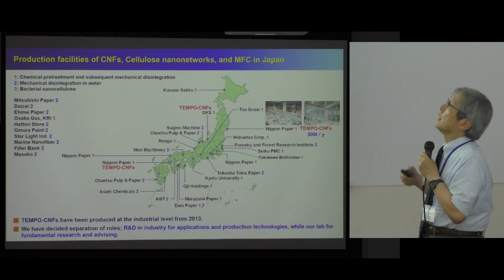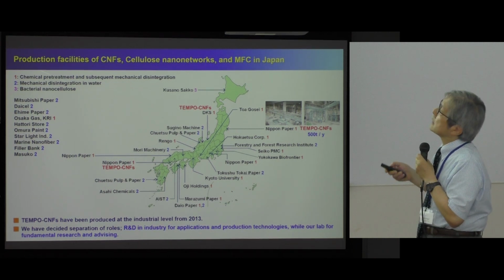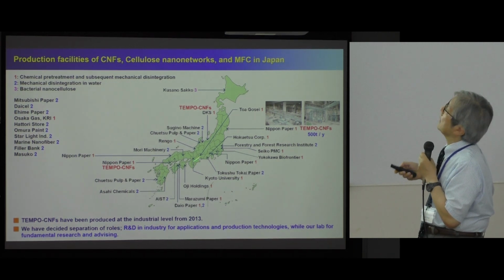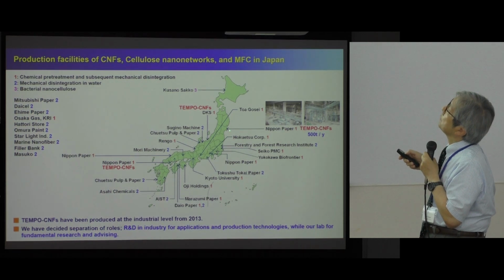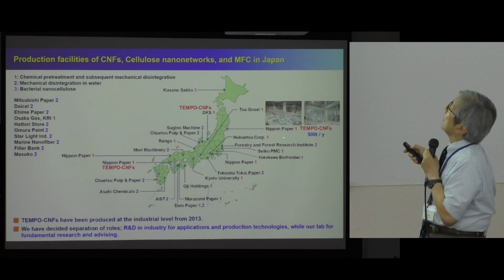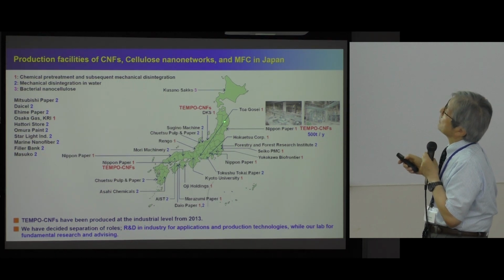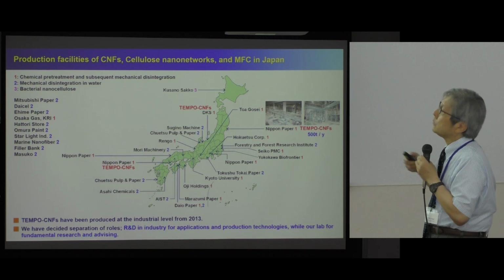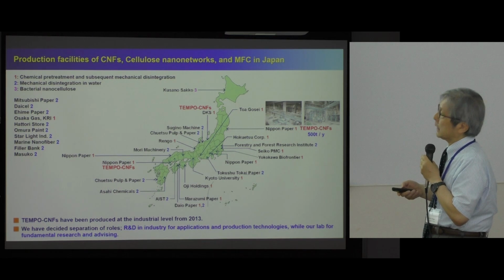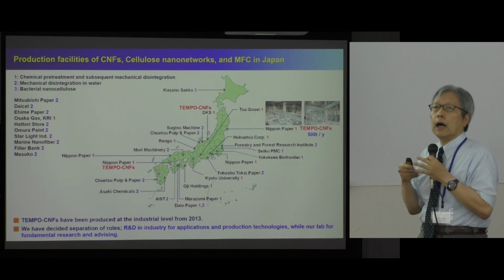And so far, as you know very well, many pulp and chemical companies are producing their own unique nanofibers variously, especially in Miyagi Prefecture. Nippon Paper has started to produce so-called TEMPO CNF cellulose nanofibers. It's the largest quantity in the world. Not only Nippon Paper, but also most pulp and paper companies and chemical companies are producing their own unique cellulose nanofibers. So it's already out of my hands.